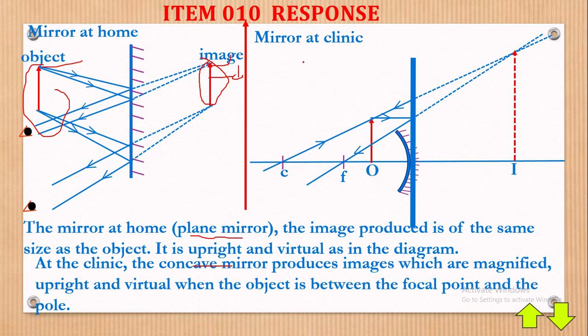Now, what about at the clinic? Let's talk about the mirror at the clinic. Okay, good. At the clinic, the concave mirror produces images which are magnified.